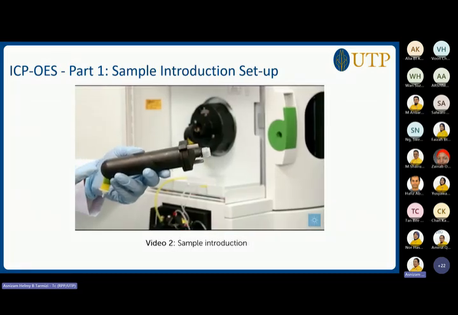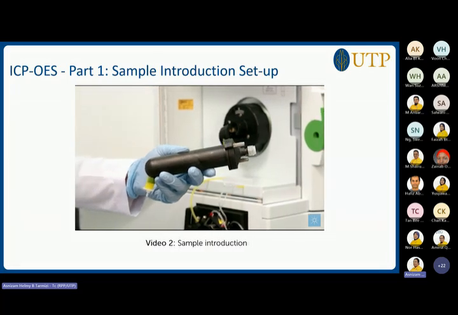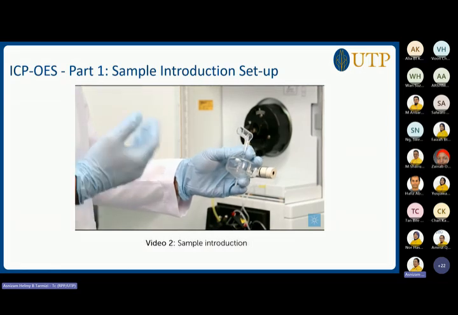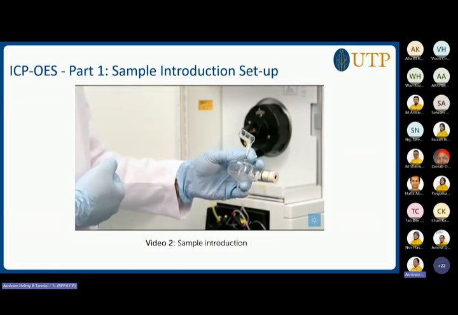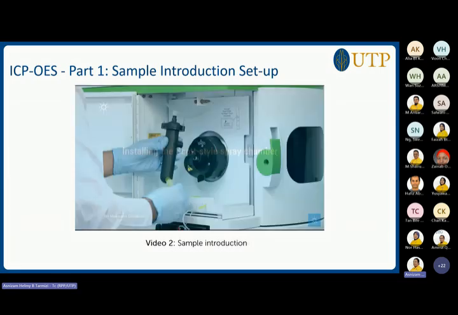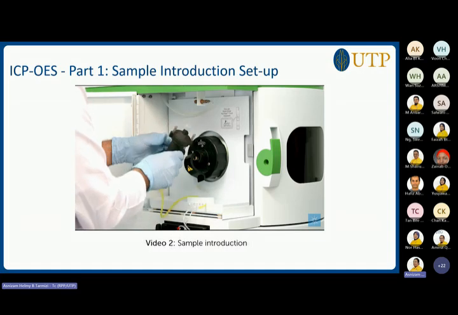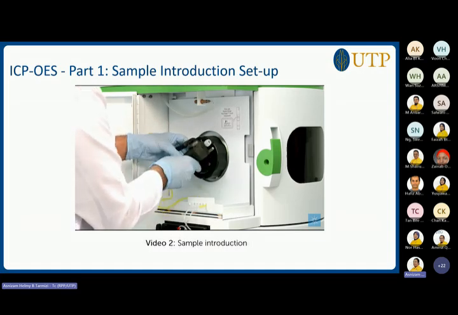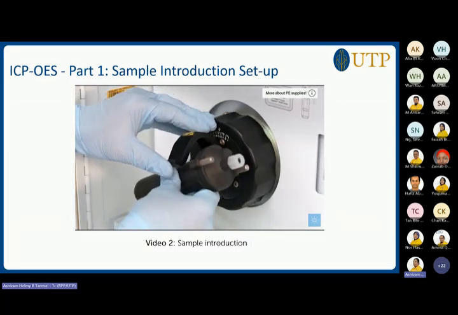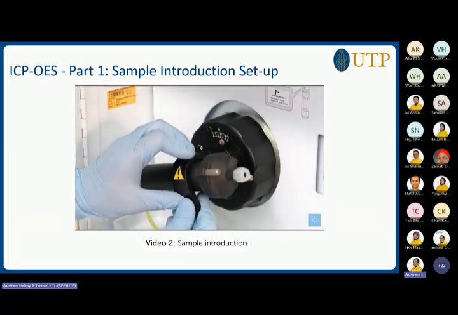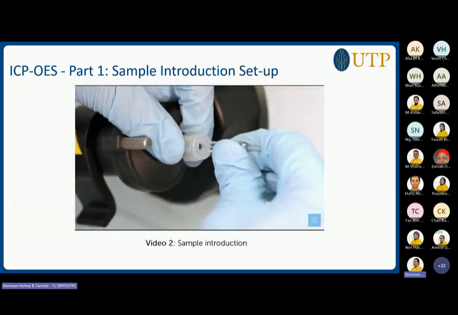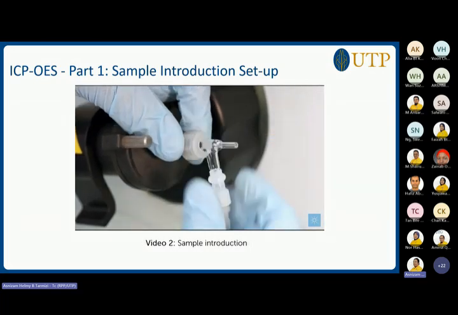The inert Scott spray chamber is used for high dissolved solids and hydrofluoric acid digests. And the glass cyclonic spray chamber is normally used for aqueous solutions and organic solvents. Please avoid hydrofluoric acid digests. Attach the drain tubing to the spray chamber. Orient the spray chamber so the drain connection is facing down. Firmly push the spray chamber into the mounting block. Close and lock the securing clamp. Loosen the nebulizer locking nut. Gently insert the nebulizer into the spray chamber. Tighten the nut.